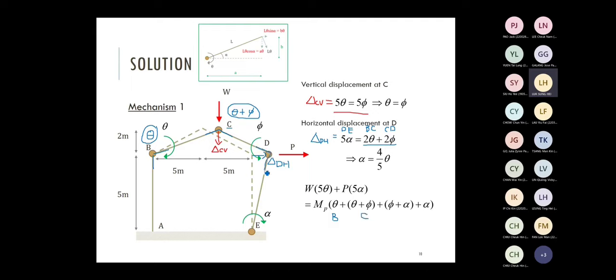Point D, the plastic hinge at point D, is joining member CD and member DE. I think you understand the trick right here. Plastic hinge D is joining CD and DE. CD is under rotation phi. DE is under rotation alpha. So the total rotation at point D is equal to phi plus alpha.